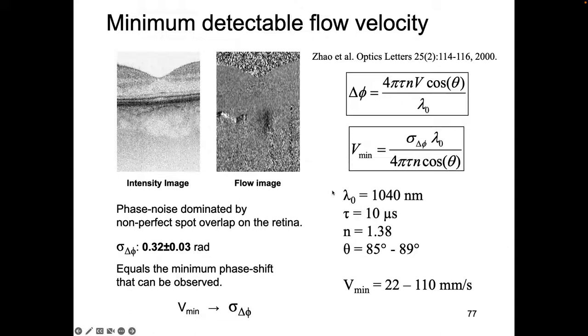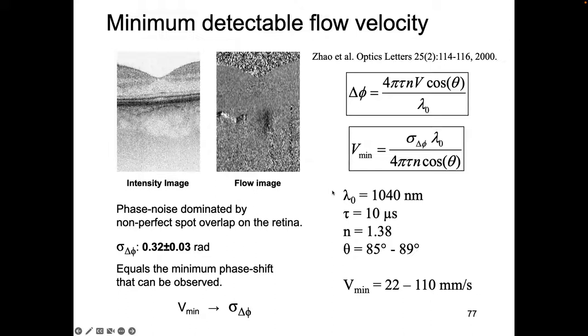So these are then typical numbers. If you use a light source that has 1040 nanometer wavelength, the time delay between subsequent measurements is 10 microseconds. So that means we're looking at a system that has a repeat scan of 100 kilohertz.